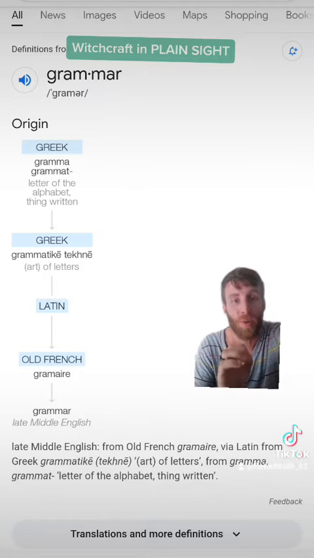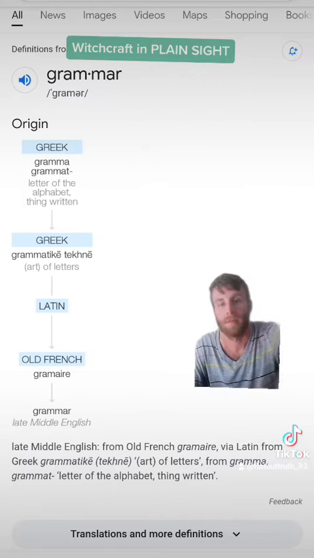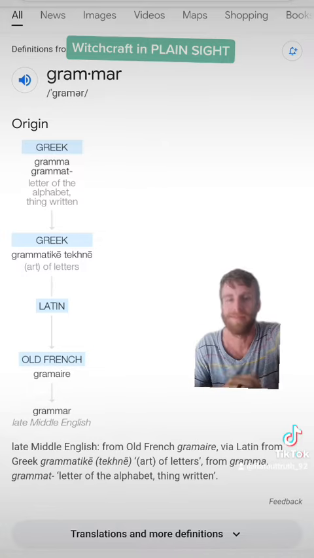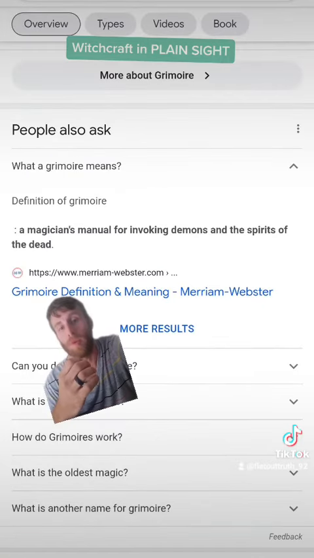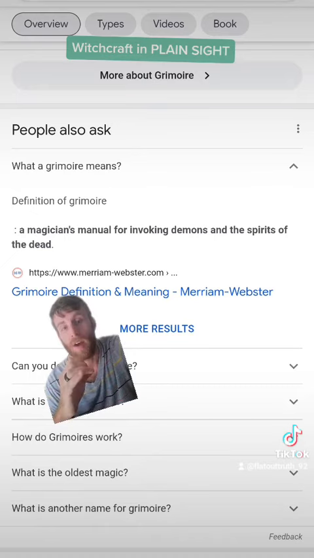comes from the Greek word gramma. Gramma going back down to Latin to grammar. I'm probably not pronouncing that correctly. The Latin form of the word grammar, as we have previously already seen, is easily attributed to the word grimoire. Grimoire being any kind of manual.